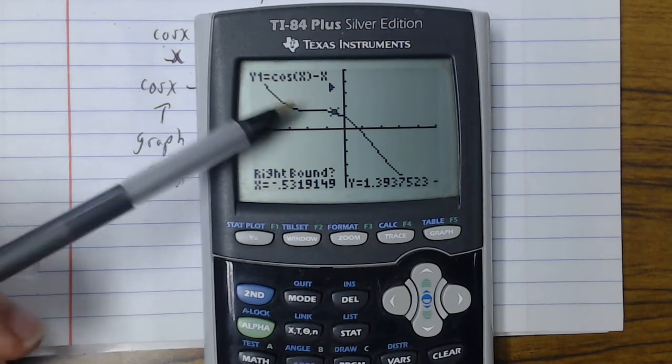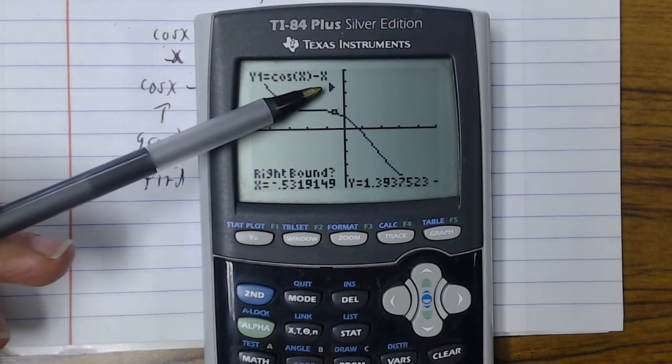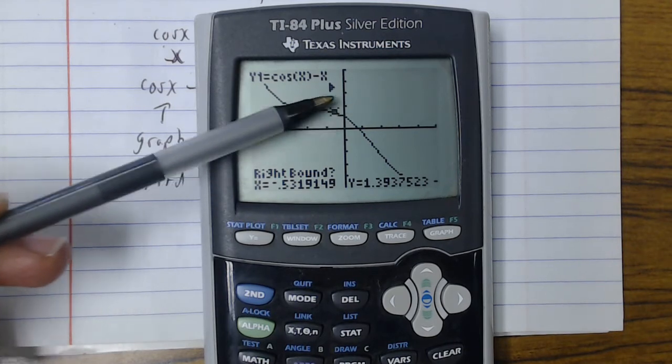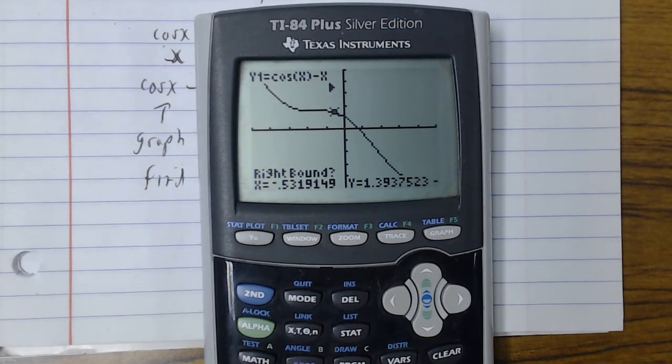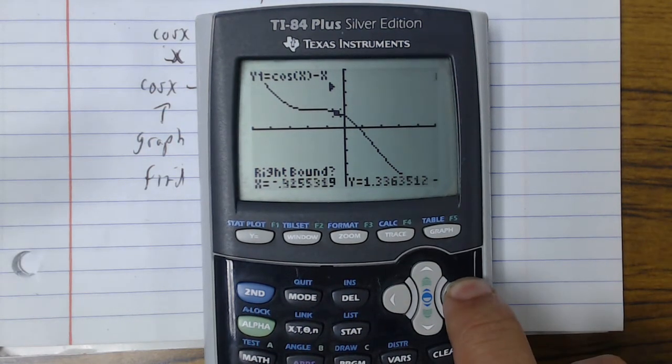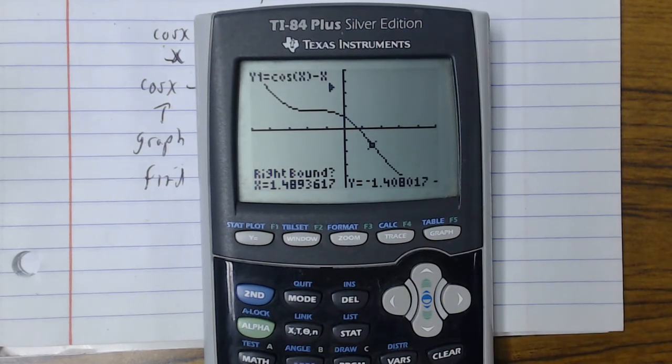And then notice how it's putting an arrow here, because the calculator is saying, you're telling me the x-intercept is somewhere to the right of this arrow, and that's actually true. Now it's saying right bound, which means go somewhere to the right of the x-intercept, and once you're to the right, you can stop and just press enter one more time.